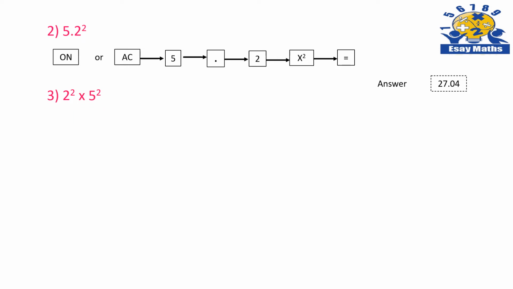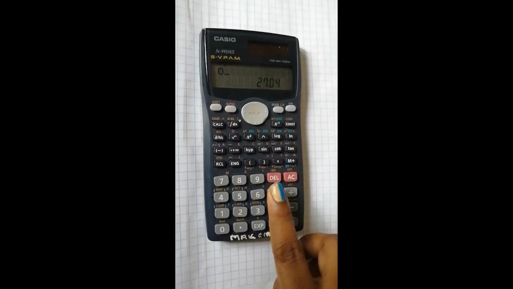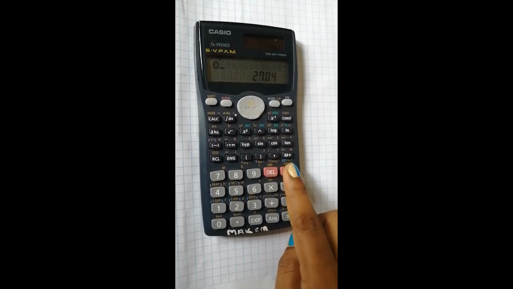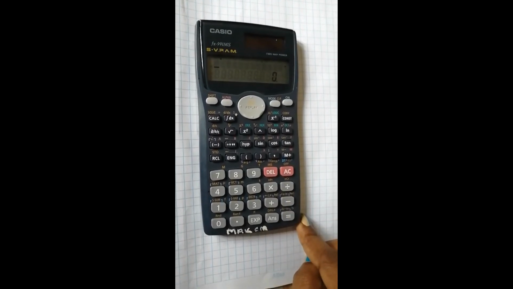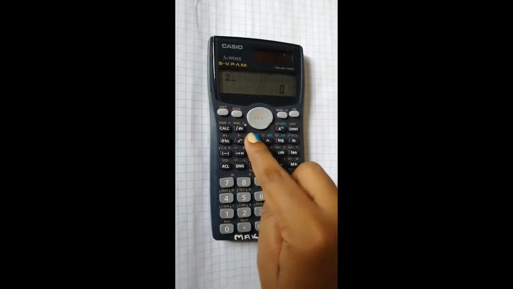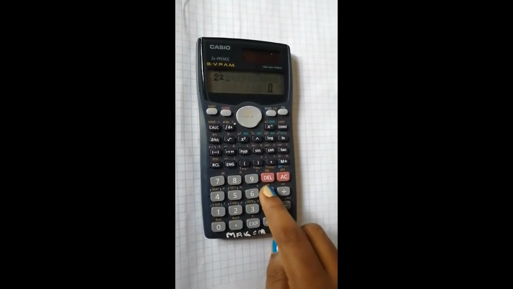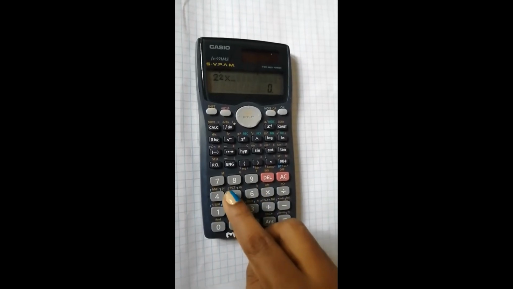Third example, 2 squared times 5 squared. At first you should clear the screen. Then press the AC button. Then 2 squared, it means 2, then you should press the x squared key. Then it is to multiply, so press the multiplication sign. Then 5.